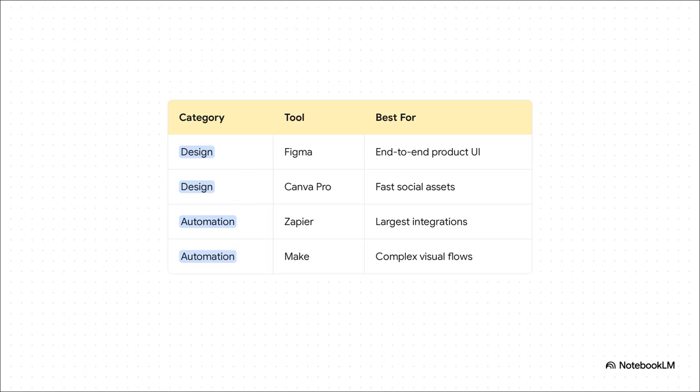Now, for design and automation, it's the same idea. One tool for the heavy lifting, one for speed. Figma is your absolute powerhouse for that pixel-perfect product design. But when you need to whip up social media assets in like 5 minutes, Canva Pro is a lifesaver. And to connect all the dots, Zapier is great for simple automations, while Make gives you the visual power to build really complex, cool workflows.